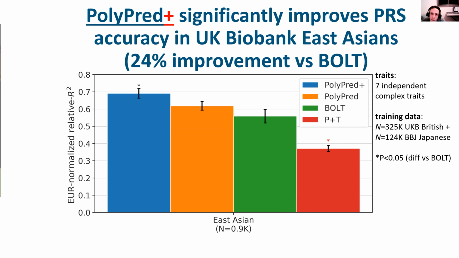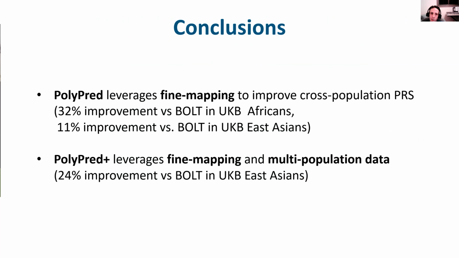And yeah, so I'm going to wrap it up. We came up with two methods called PolyPred and PolyPred+. PolyPred leverages fine-mapping to improve cross-population PRS, and that gives it a 32% improvement versus BOLT-LMM in UK Biobank people of African ancestry, and 11% over BOLT-LMM in people of East Asian ancestry. On top of that, we also have PolyPred+, which on top of the fine-mapping also leverages multi-population training data, and that gives it a 24% improvement versus BOLT-LMM in people of East Asian ancestry in the UK Biobank. And yeah, that is it.